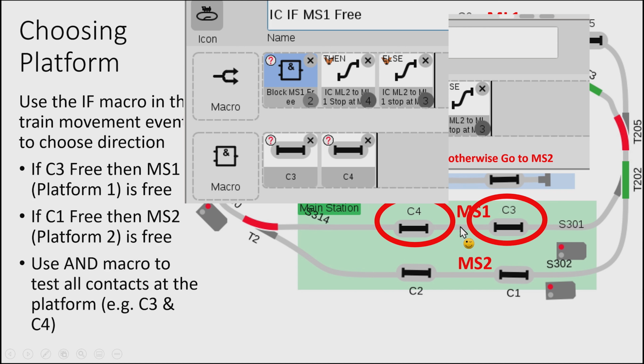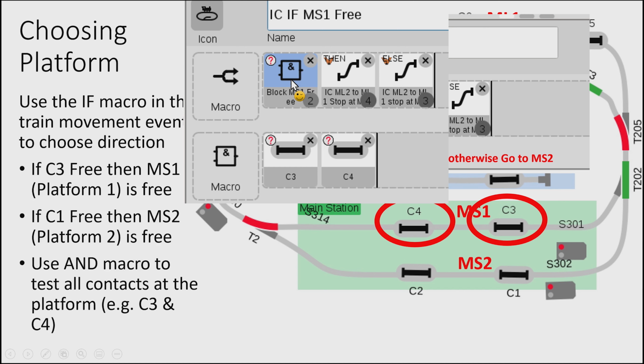You could test that both C3 and C4, so both contacts are free. How do I do that? Well, you see up here in my if statement, I have another macro. You see there's an ampersand here. That's an AND. So that's the AND macro we have down here.